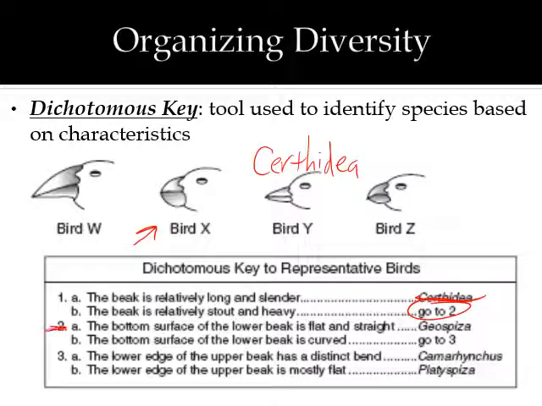On step 2, we have either choice A, the bottom surface of the lower beak. So that's this, the bottom surface of the lower beak right there, and it says it's either flat and straight, which sure doesn't look flat or straight, or it's going to be curved. Well, it clearly is curved, so now we're going to go on to step 3. We're not done yet. Step 3 says either A, the lower edge of the upper beak, so this right here is the lower edge of the upper beak, it basically just means the middle, has a distinct bend, or it's mostly flat. And I just drew this line, sure looks mostly flat to me, so that means that bird X is what's called Platyspiza.